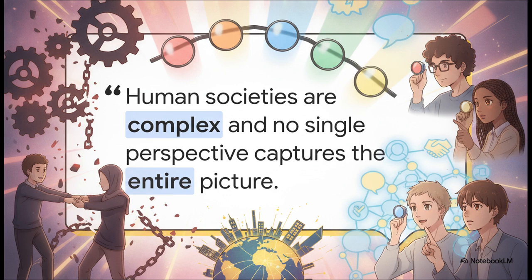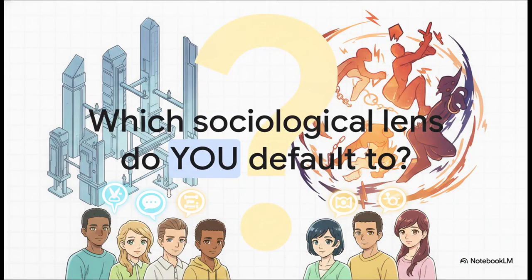If you only look at the world through conflict theory, you might miss the very real ways we cooperate and build stability. If you only look at symbolic interactionism, you might completely miss the invisible global economic forces shaping your own town. You need all of these lenses in your toolkit to avoid major blind spots. So, I want to leave you with this final thought. We all have a bias. We all naturally gravitate toward one specific way of explaining the world.